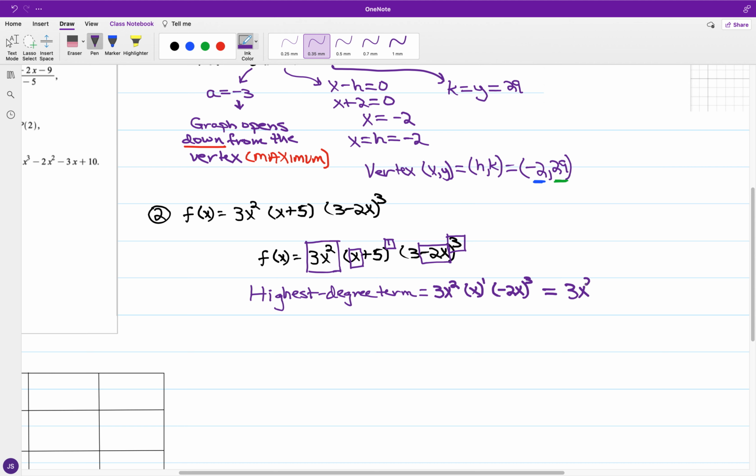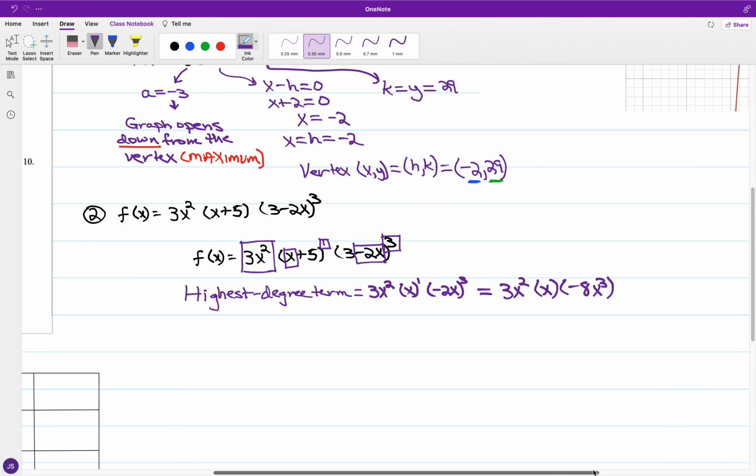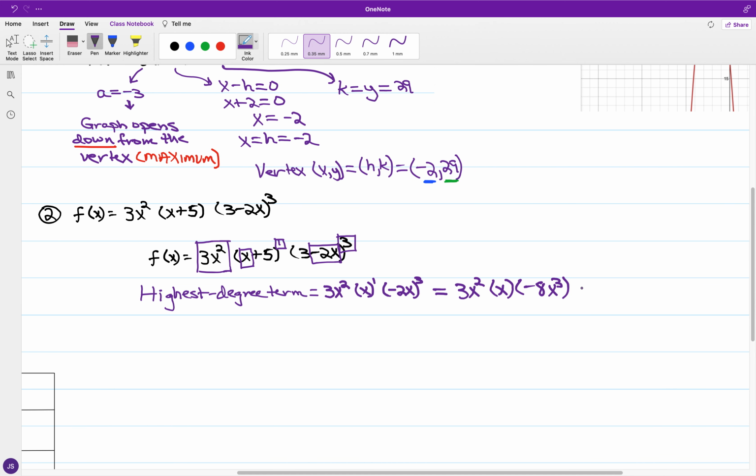So I have 3x squared times x, and for the cube of negative 2x, negative 2 times itself will be negative 8, and with x to the third, we have x cubed. So we're looking at 3x squared times x times negative 8x cubed, and in the product, 3 times negative 8 is negative 24, and in x, we have x squared times x is x cubed, and x cubed times x cubed is x to the 6th.